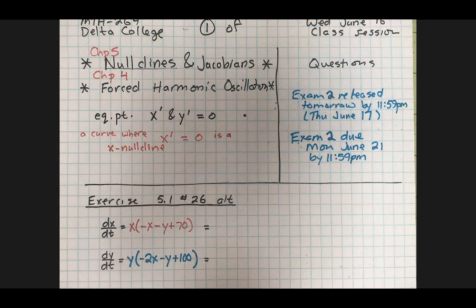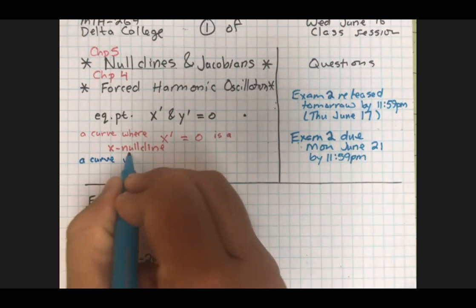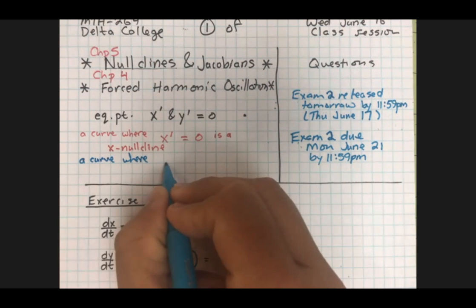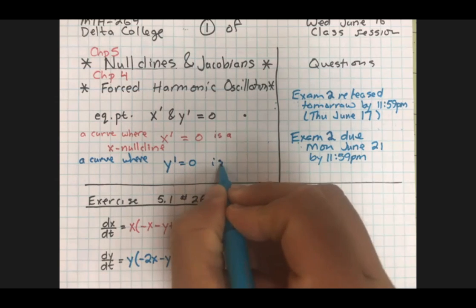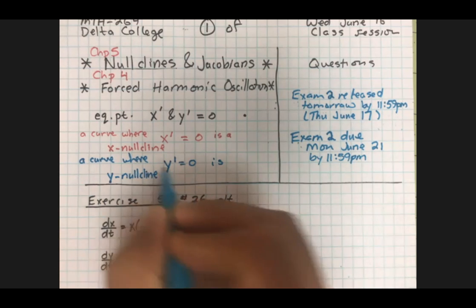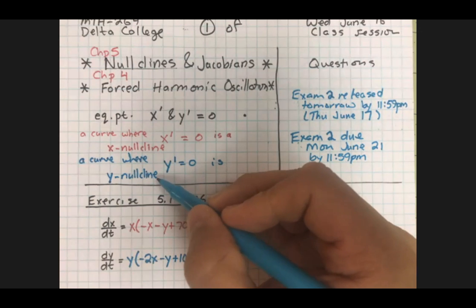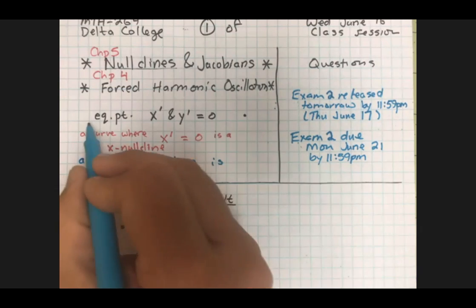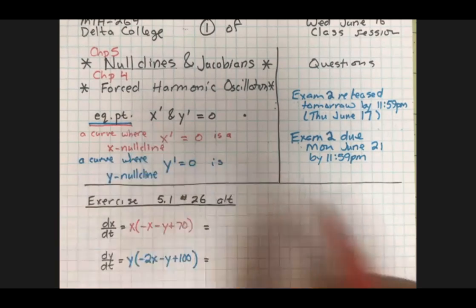Likewise, a curve where y prime is equal to 0 is a y nullcline. And we've made this observation before. Together, if you have an x nullcline meeting a y nullcline, then you are at a point where there's no x motion, no y motion. Together they make an equilibrium point when they work together.